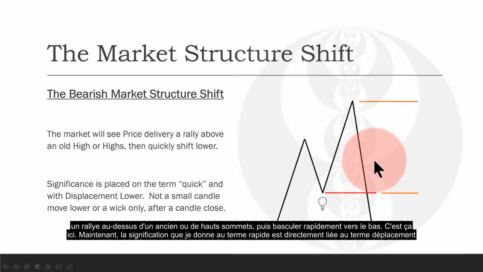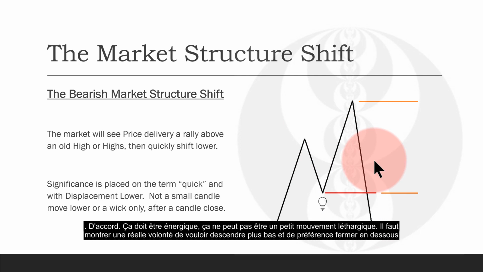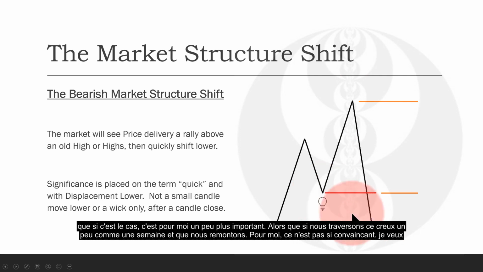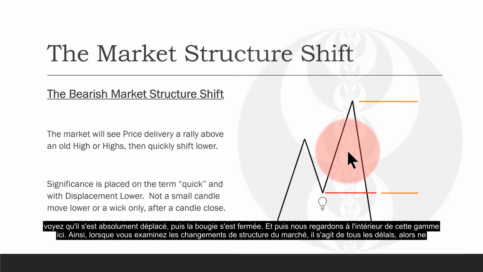Now the significance I'm placing on the term quick is linked directly to the term displacement. Okay, it's got to be energetic. It can't be a little lethargic little move. It's got to show a real willingness to want to go lower, and preferably close below that. If it does that, that to me is a little bit more significant. Whereas if we just go through this low a little bit like a wick and come back up, that to me is not all that convincing. I want to see that it has absolutely displaced and then the candle closed, and then we look inside this range here.